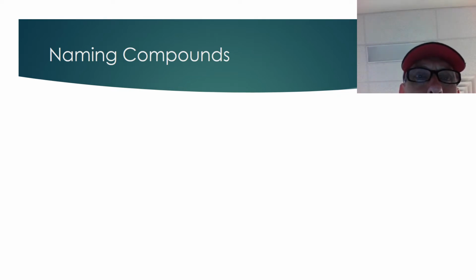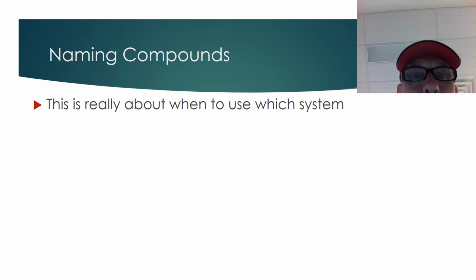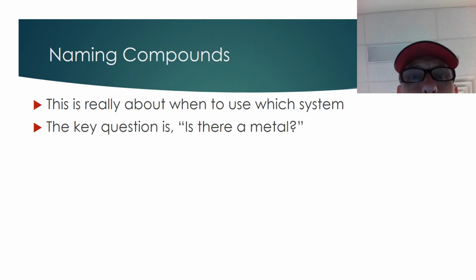First, this title, naming compounds, probably wasn't the best choice because I came up with it 2 weeks ago. So we'll run with it for now, but really the point of this is which system to use for naming of chemicals and contrasting their properties. So first, key question, is there in fact a metal?